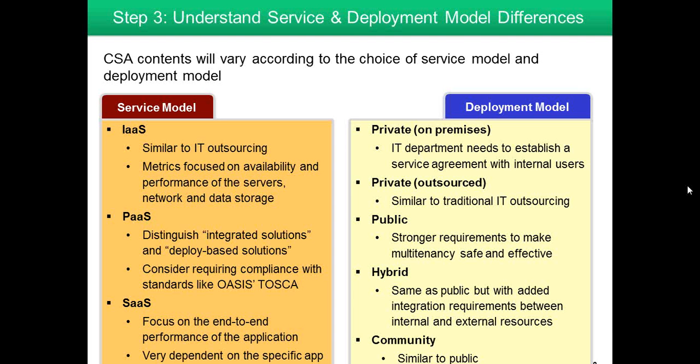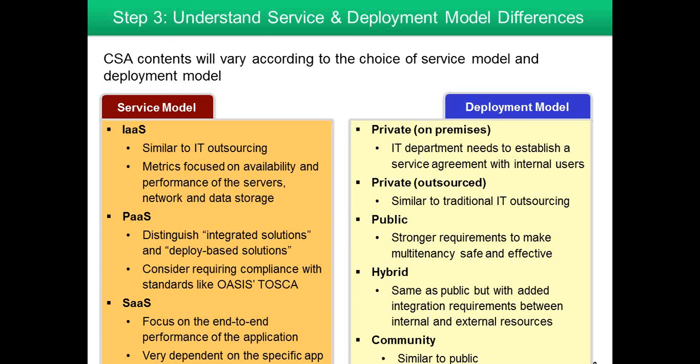When we talk about the deployment model on the right-hand side, we're talking about whether the service being contracted is a private cloud, a public cloud, a hybrid cloud, or a community cloud. So there are several groupings there. Hybrid and public and community are very similar.